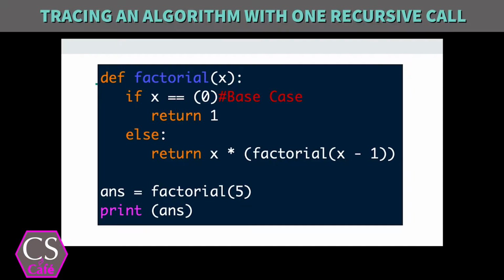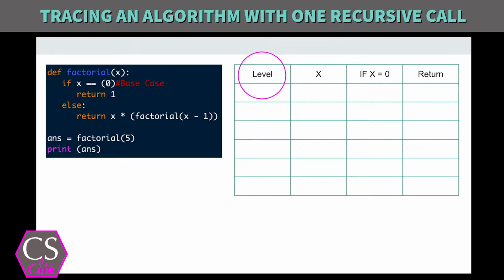So creating the trace table for this, first of all we have the level, which is the iteration starting from 0. We then have x, and at the start we're sending in the value of x is 5, and then that will change each time as we do x minus 1. We then have the part of the if statement where if x equals 0, the outcome of that can be true or false. And we then have the return, which we won't be able to work out until we get the factorial of 1. So the first value is level 0, and x will be worth 5 on level 0, that's what we passed in.